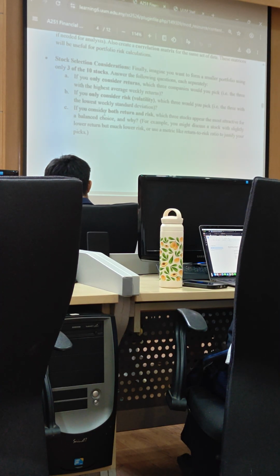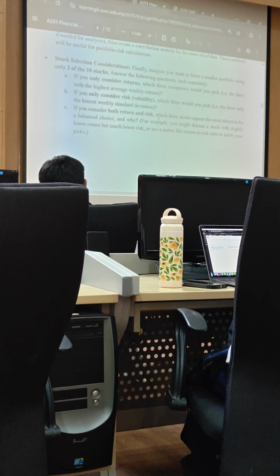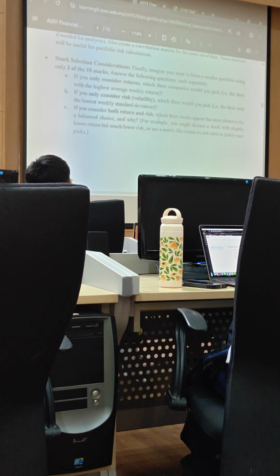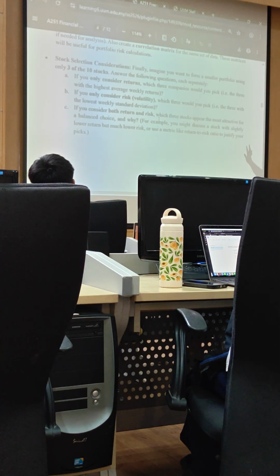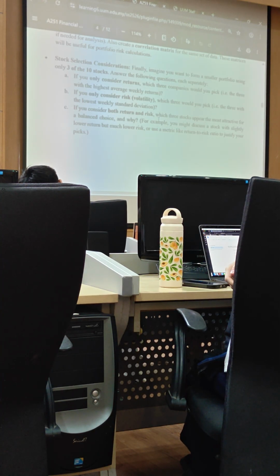And then lastly, if you consider both return and risk, which 3 stocks appear the most attractive for a balanced choice and why? Okay, in your recordings, ada tak ajar pasal rank? Rank tak ada kan? Ada. Sorry, ada. Saya tak ingat. Ada. Apa ada? Ada kan? Okay, so I don't have to teach it. So to answer this, you need to do ranking.